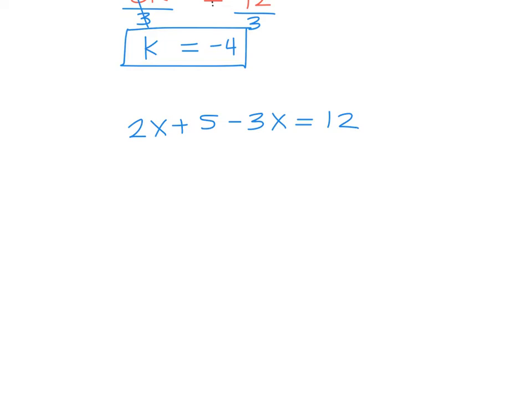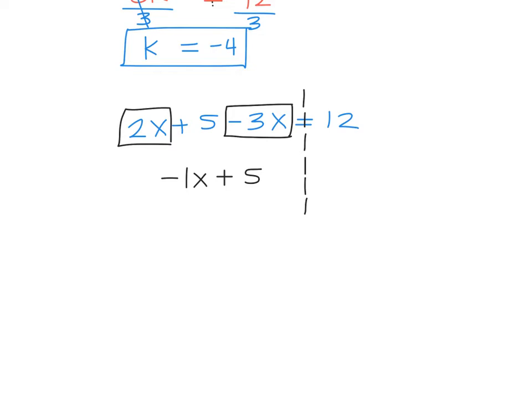Instead, what you're going to do is you're just going to combine like terms. Sorry, I wanted to get those red bars out of there. So you're going to do 2x minus 3x because they're on the same side of the equal sign. 2x minus 3x would be a negative 1x. And then you have plus 5. Bring down your equal sign, and that's 12.